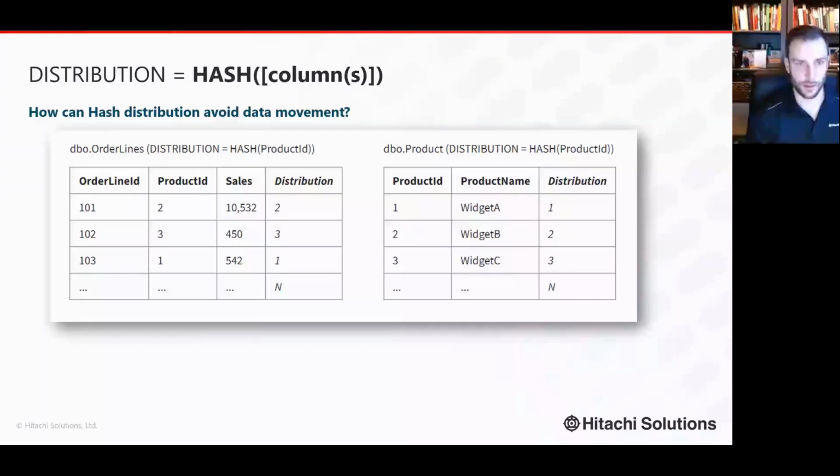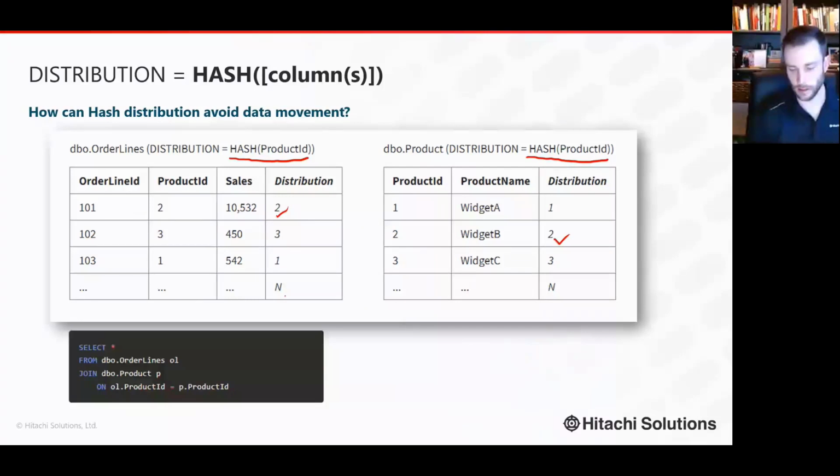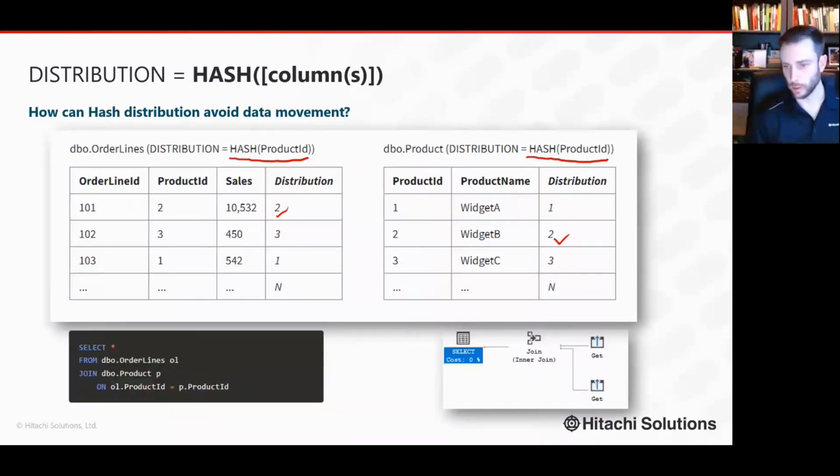All right, so same example, but in this case, we have hashed product ID in the order lines table, and we've also hashed product ID in the product table. So now if we look at product ID 2 on the left, we see that it gets hashed into distribution 2. Product ID 2 in this table also gets hashed into distribution 2. So we have the same query. Similar to replicate, the query plan will show that there is no data movement to produce results.